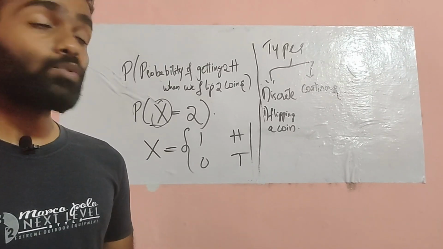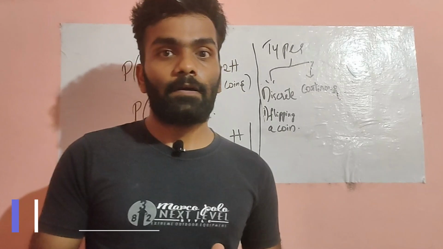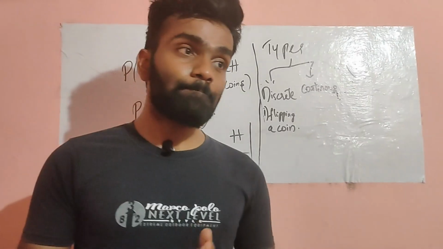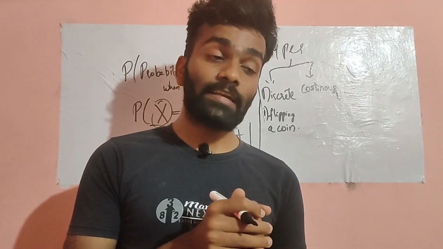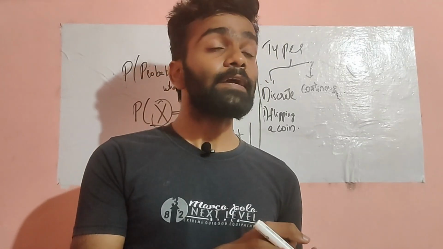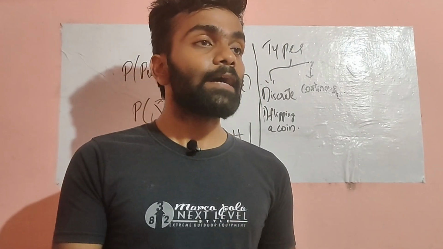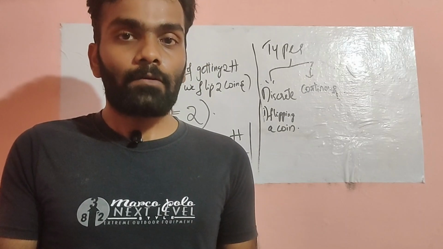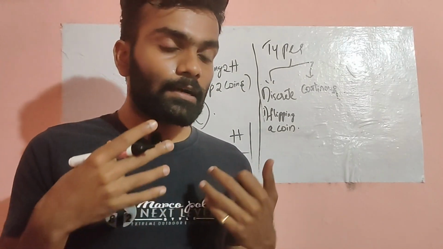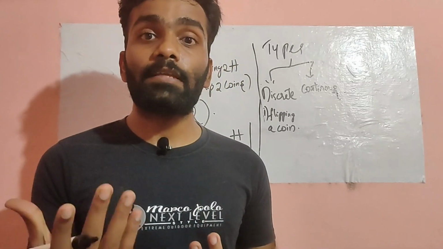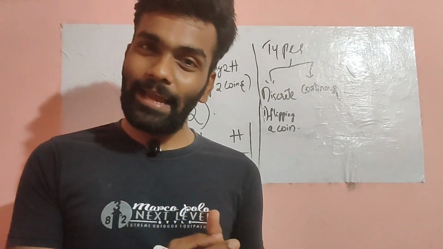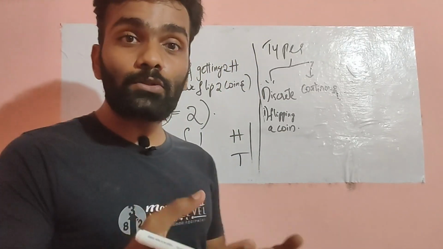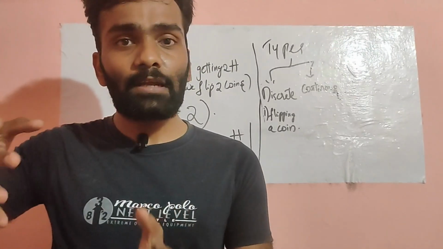When it comes to a continuous random variable, it can take any value in a specific interval. For example, let's say you are measuring your weight using a weighing machine and it shows that your weight is 65. Is it exactly 65? No, right? It can be 65.00221, something like that, and it keeps on going.